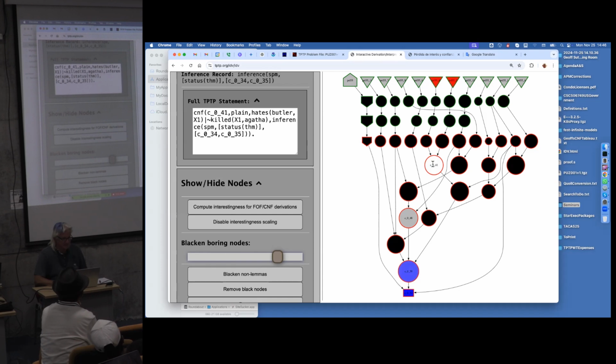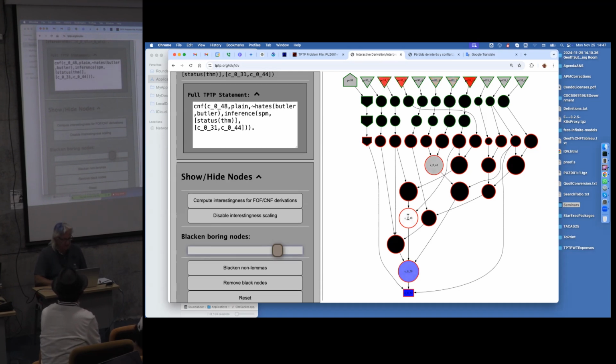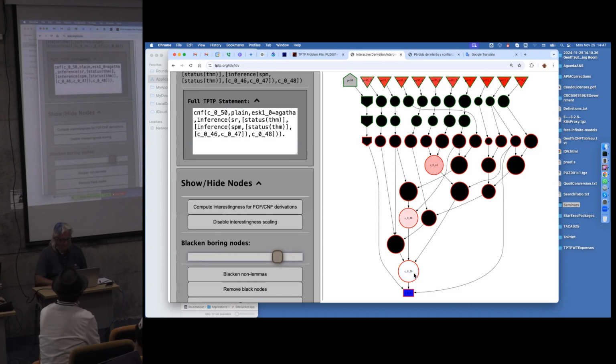What does this one say? I can read this for you. It says, if X kills Agatha, then the butler hates X. All right, what does this one say? The butler does not hate the butler. The butler does not hate himself, is one of the results. And what does this one say? This one roughly says, the person who killed Agatha is equal to Agatha. So the killer is Agatha.